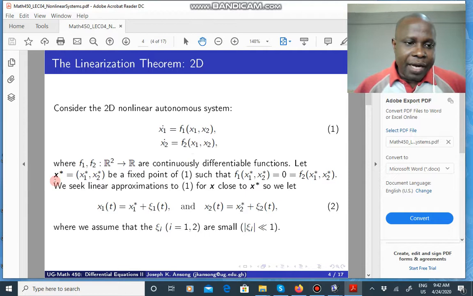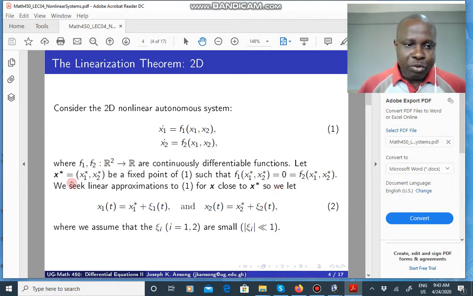Now, if you let x star be given by this, x1 star, x2 star, let it be a fixed point, such that, well, once it's a fixed point or an equilibrium point, then if you put it into the right-hand side here, this should go to 0 and that should go to 0. So that's what we have here. All right. So in this case, we want to seek solutions around the fixed point. That is the idea of the linearization theorem. You want to look for solutions not in the whole plane, but just in a neighborhood around the fixed point. That's all you can do for this technique.